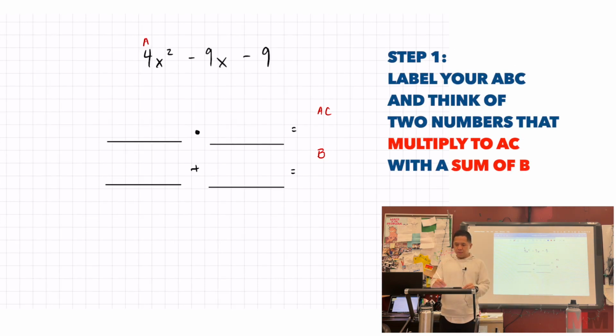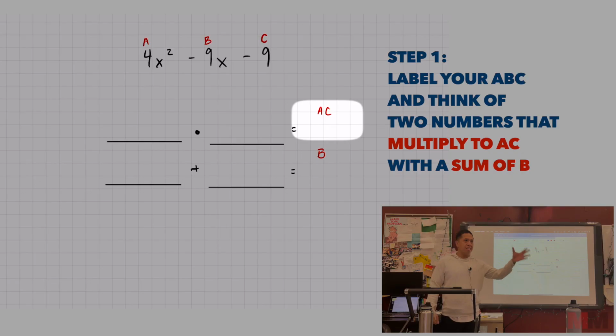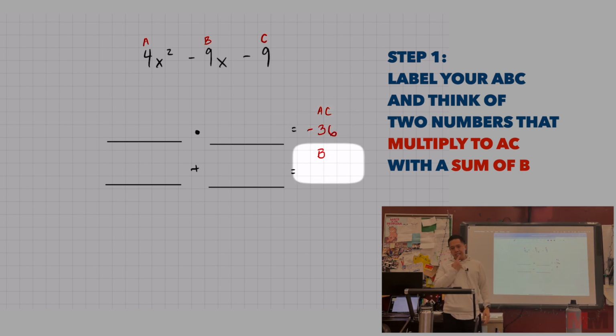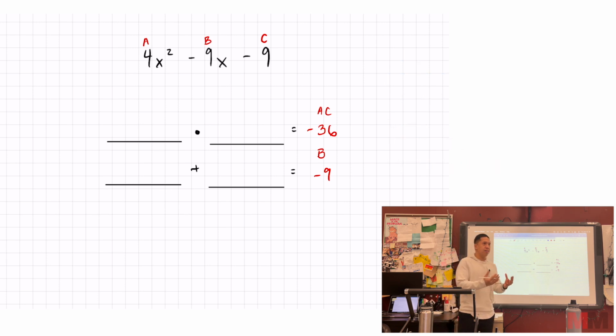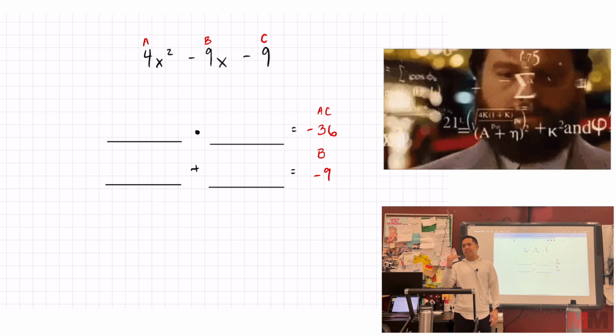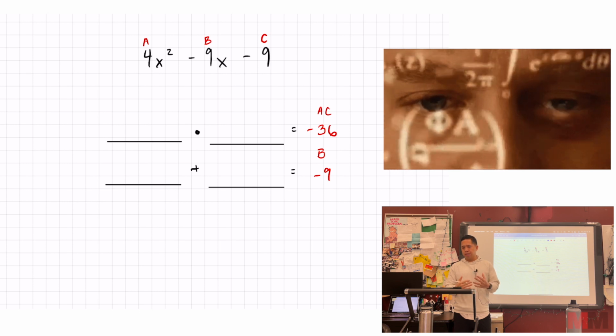A is 4, B is -9, and C is -9 as well. So what is A times C? If you multiply A times C, you get what? -36. What's your B term? -9. All right, now you got to sit there and think. What are two numbers that when you multiply them, you get -36, but when you add them, you get -9? That's the most painful part.